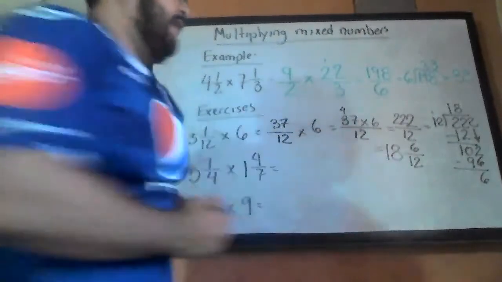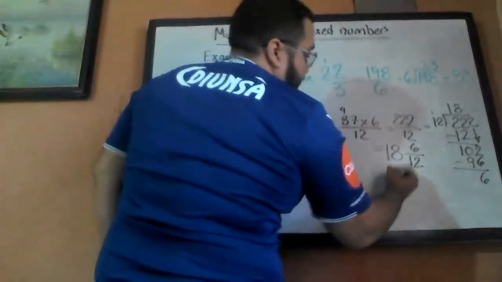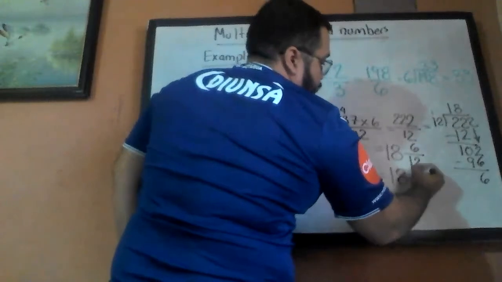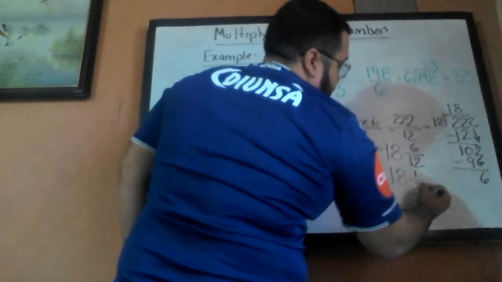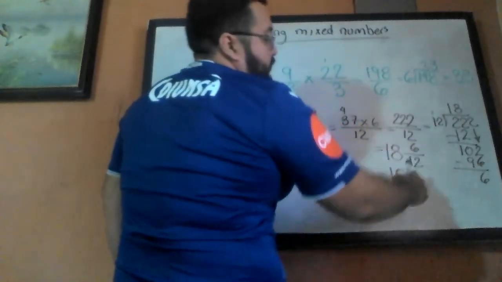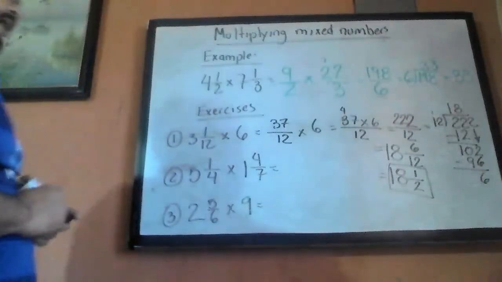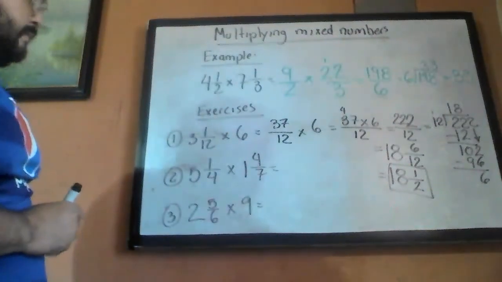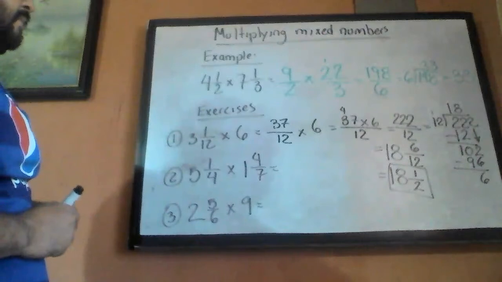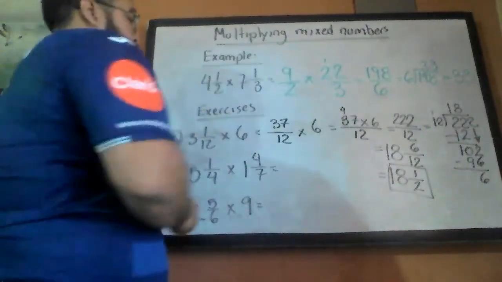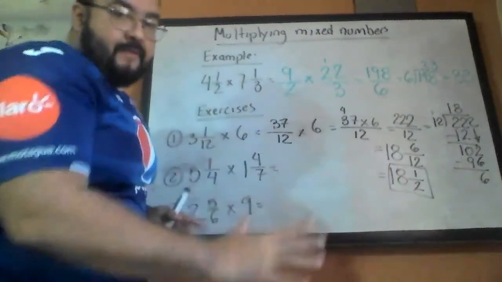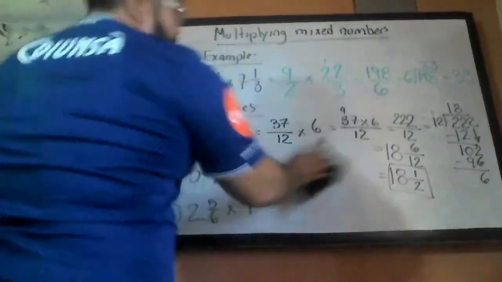Both numbers can be divided by 6, so the fraction is going to be like this. 18, 1 half. 6 divided by 6, 1. 12 divided by 6, 2. And this is the answer. 18, 1 half. Okay. You can stop the video and copy the exercise because I am going to erase this part.